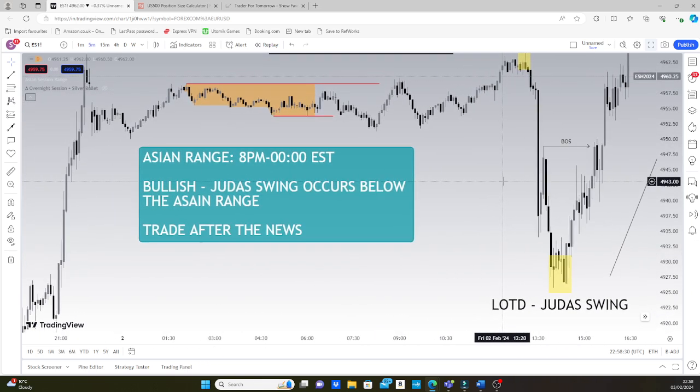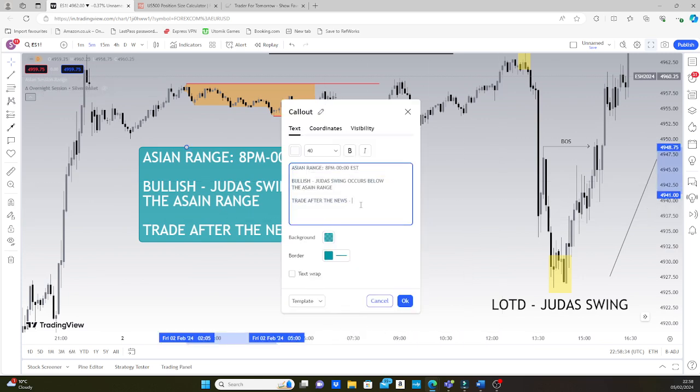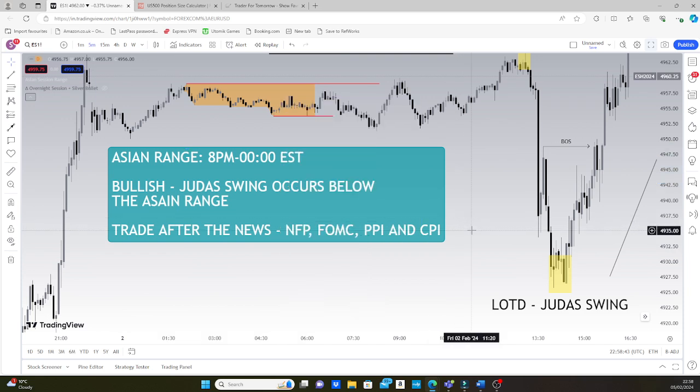And the best way to do that is to trade after the news, such as NFP, FOMC, PPI, and CPI. So all of these very dramatic and volatile news events you want to stay out of. You want to stay on the sidelines, and you want to let the news integrate itself into price before you take any potential positions.